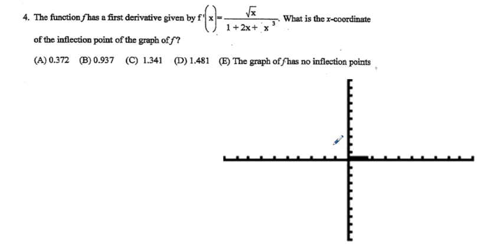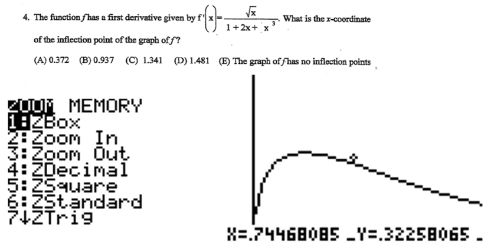Next, when we graph the function, this is what we see. We see barely anything at all. Right around the origin, we see this little blip right here. So definitely, we can't really see what's going on for an inflection point. So the next thing we're going to do is use zoom box.